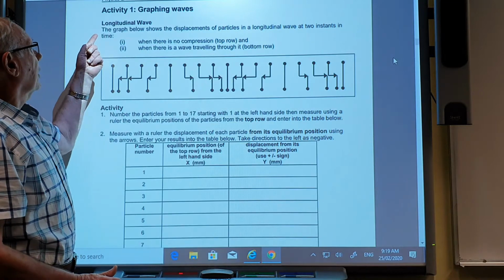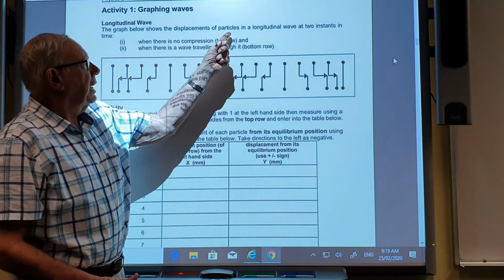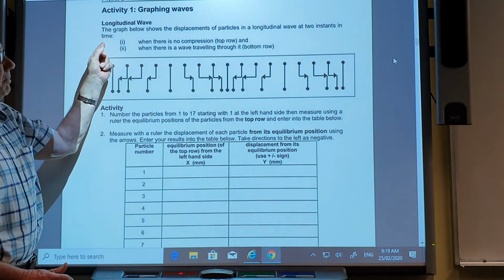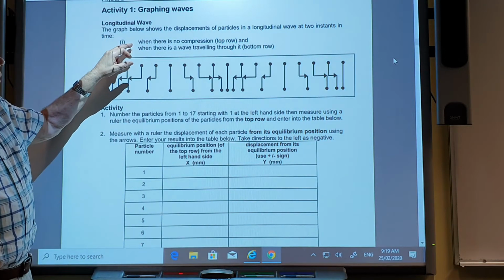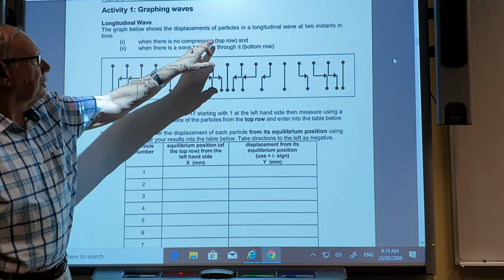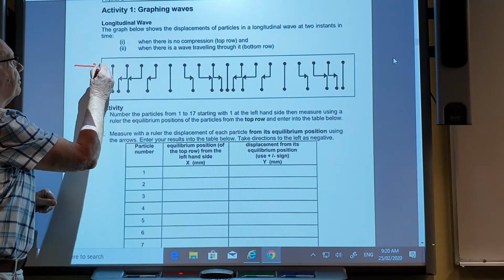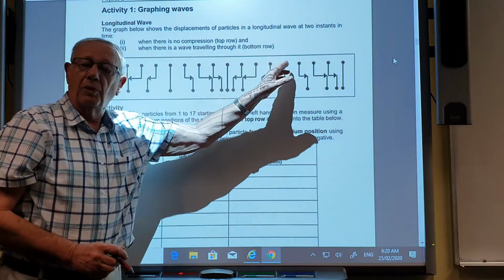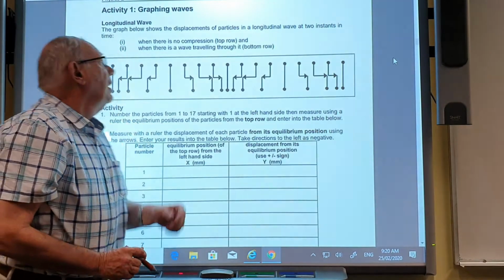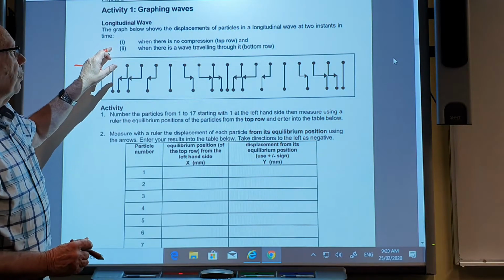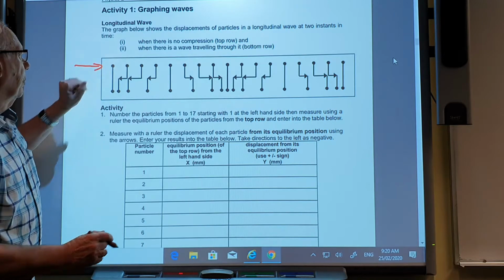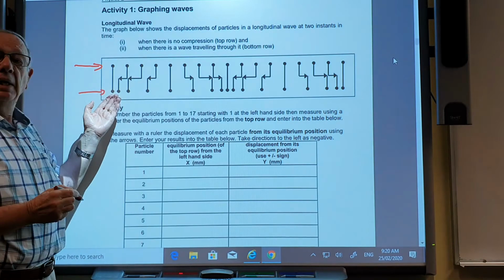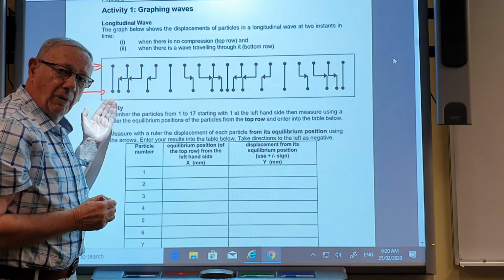It says the graph below shows the displacement of particles in a longitudinal wave at two instances in time. First of all, when there is no compression, this is the top row. So that's that row there, and there is no wave going through the medium at that time. And the second point here says when there is a wave travelling through, the bottom row. So that is this row. So here we have the wave going through.